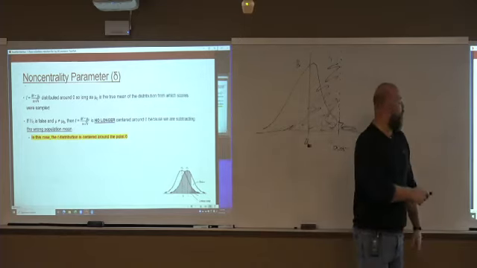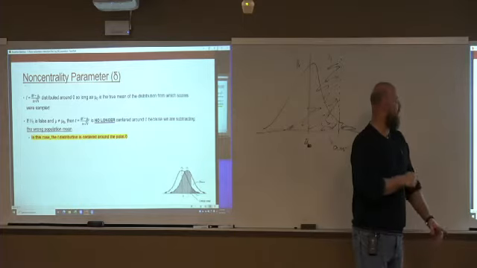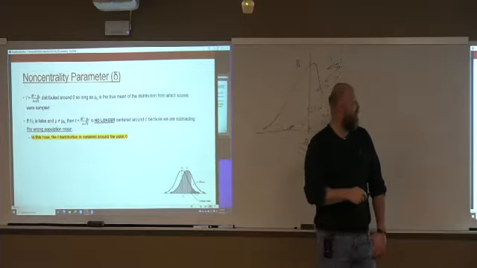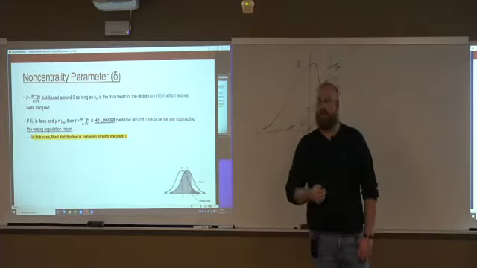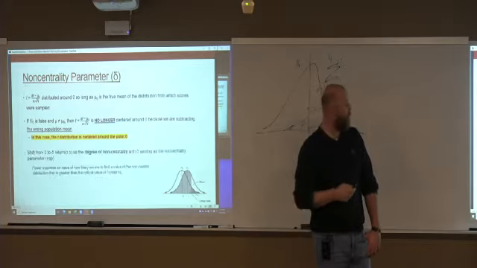And so where that T distribution is centered, we can refer to this as delta. This represents our non-centrality parameter, okay?